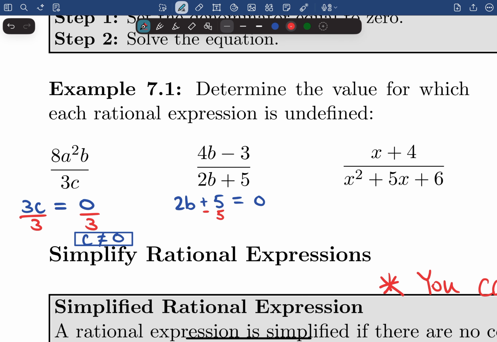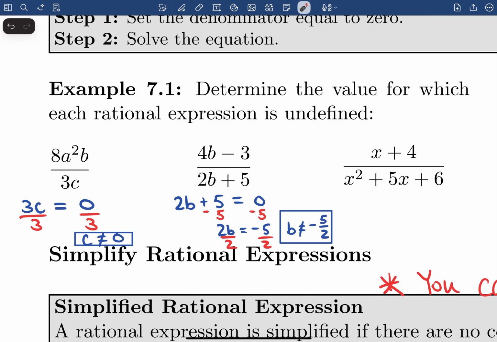So I subtract 5, and I get 2b equals negative 5. And then I divide by 2, and I find out, yeah, b equals negative 5 halves. That is the value of b that would cause the denominator to equal 0. So I'm going to put a big slash through it and say b is not allowed to equal negative 5 halves. That's the only value that b is not allowed to be.